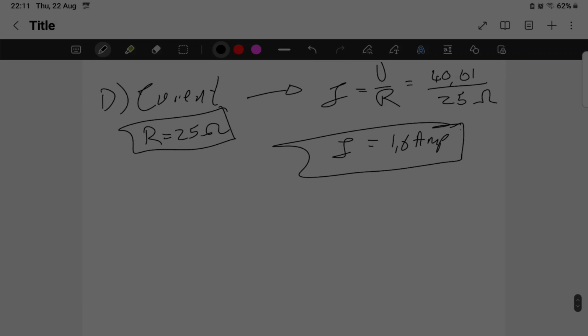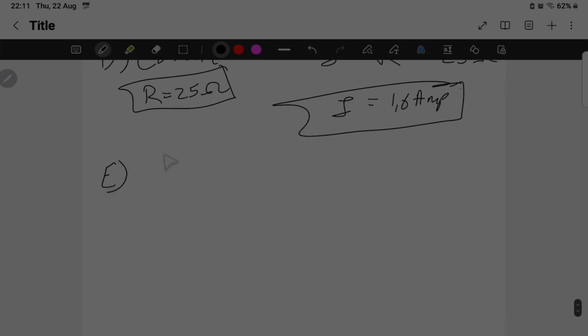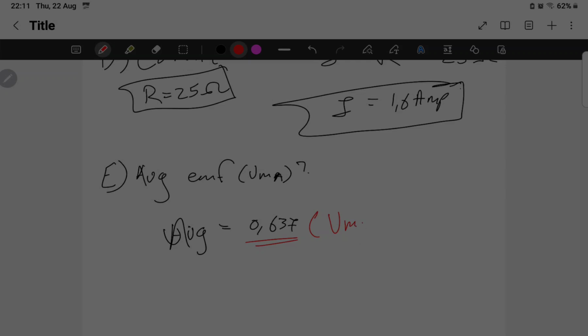So now A, B, C, D, E is the average EMF, which is the V max. So V average is equal to 0,637. This is just something you need to memorize, multiplied by V max, and your answer there is 36,59 volts.